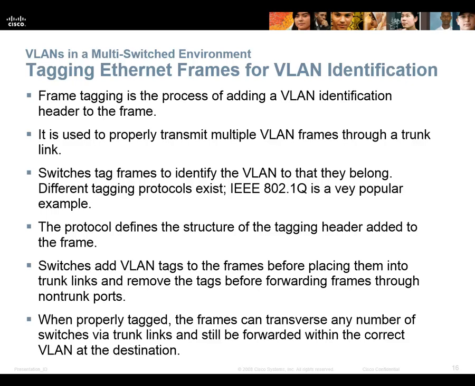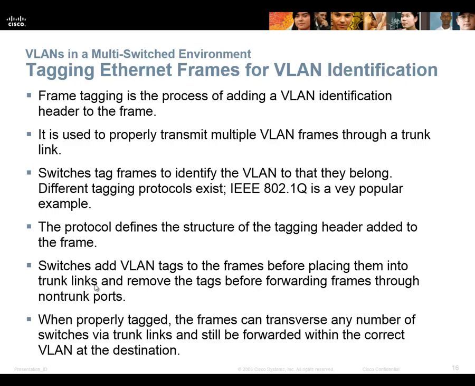Switch tag frames identify the VLAN that they belong to. There are many different protocols, but again, we're going to look at 802.1q. The protocol defines the structure of the tagging header added to the frame. So it'll look a little different if you use different ones, but we'll see what this one looks like. Switches add VLAN tags to the frame before placing them on trunk lines and remove the tags before forwarding them through non-trunk ports. That's an important thing to understand, because that means only the trunk ports are going to see the tagging information. When that goes back out to a regular port that's got machines on it, that's going to be pulled out.